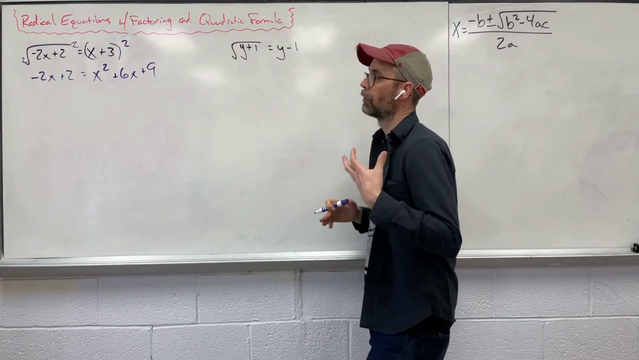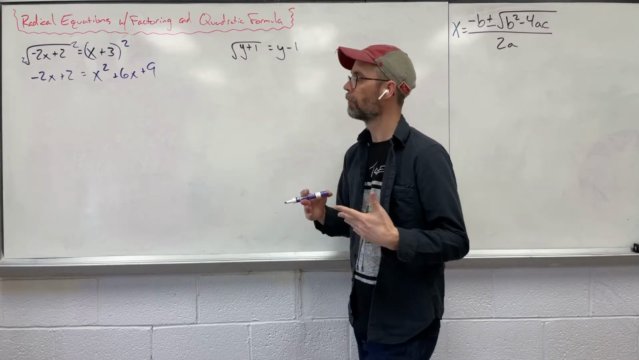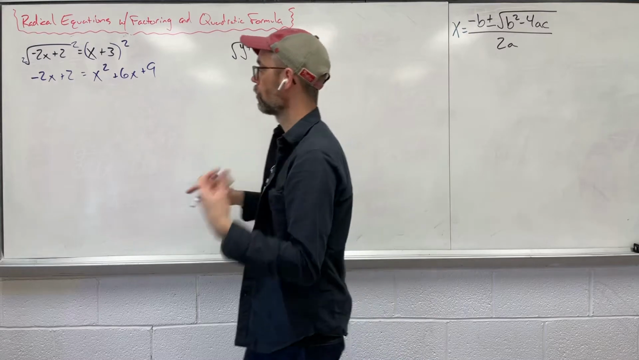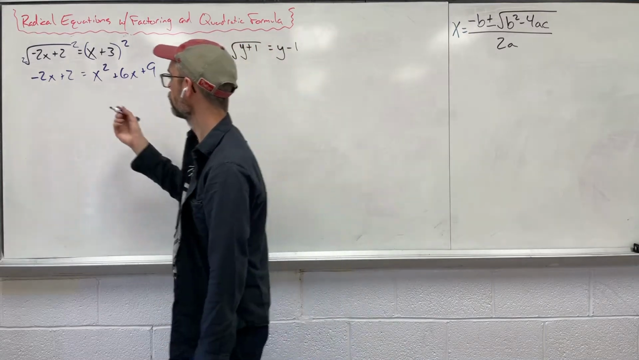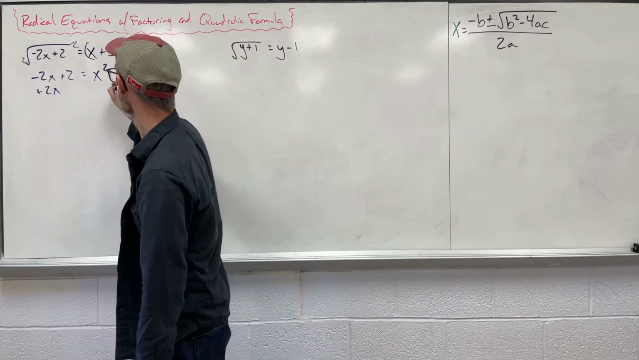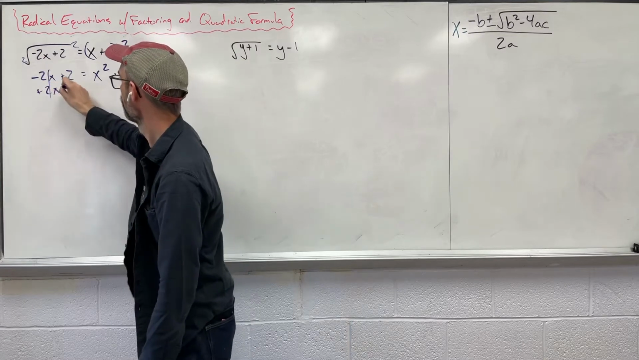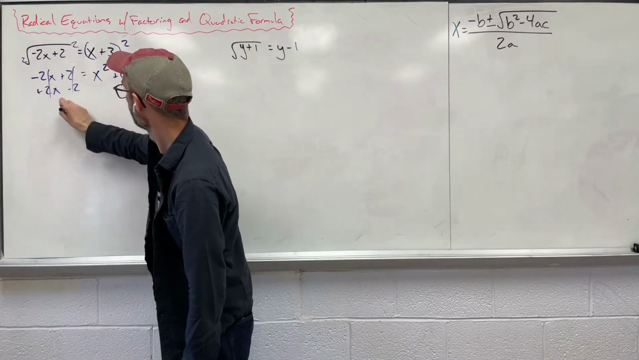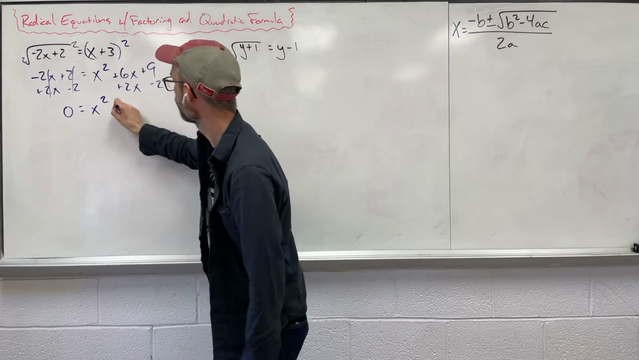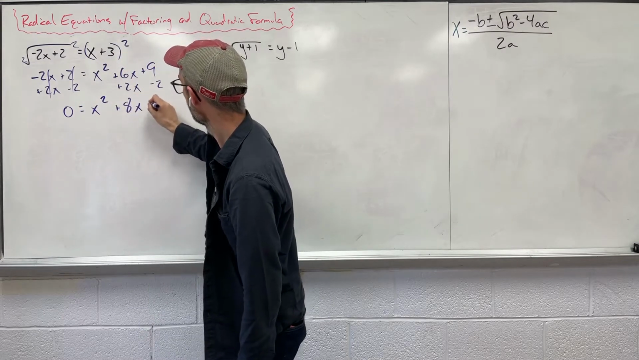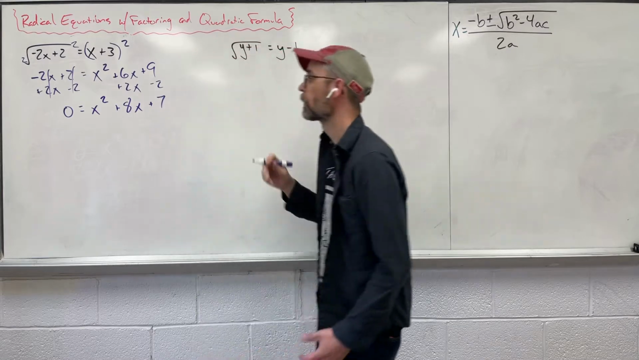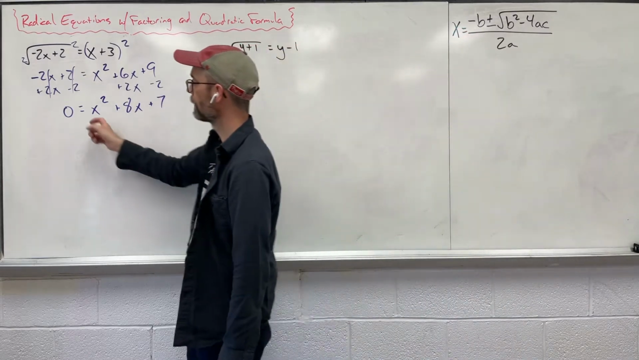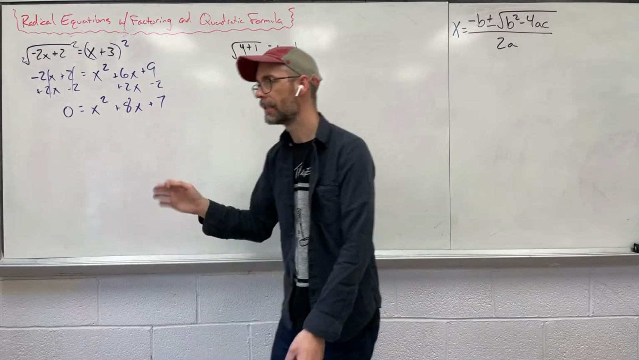Now, I need to bring everything to one side. I want this problem to say equals 0. So let's move this 2x and the 2. We say plus 2x minus 2, cutting down steps here. 0 equals x squared plus 8x plus 7. So you can only solve when your problem says equals 0. You need that 0 over there.